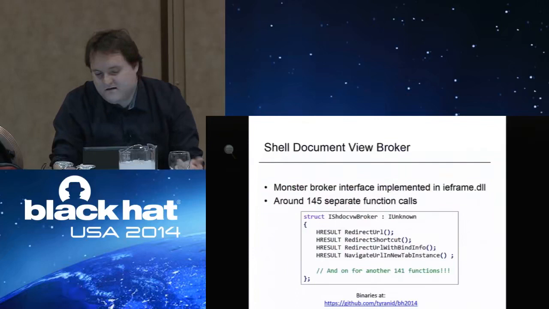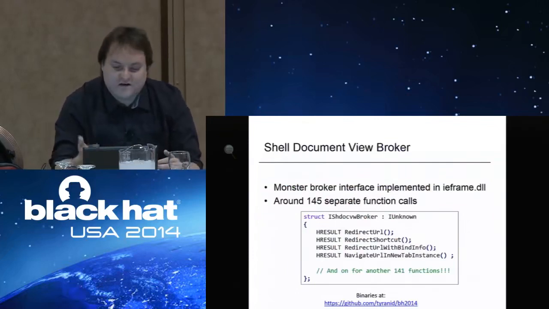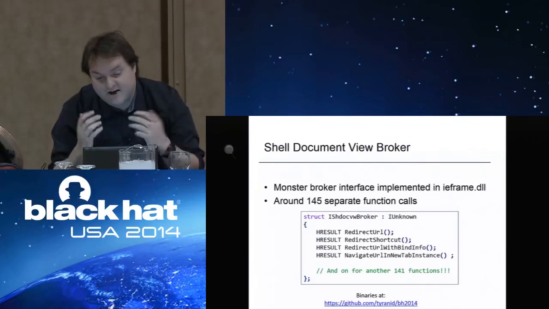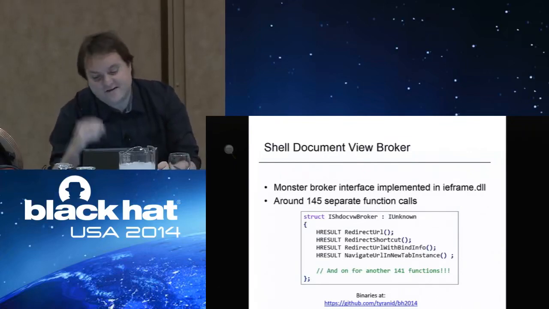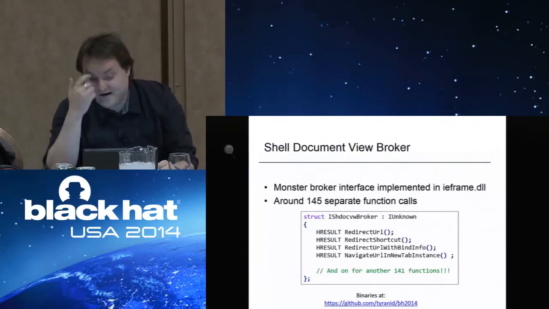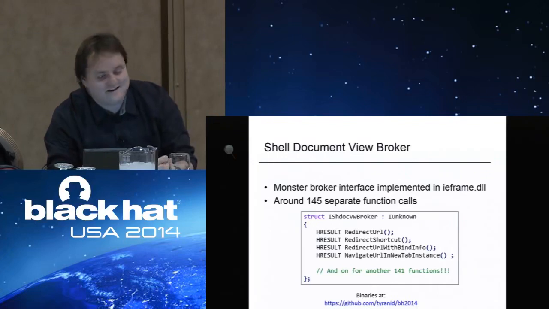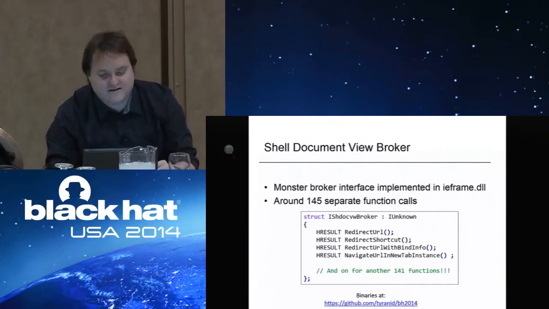So the main reason I wrote my little script to dump the interface is because one of the first things I saw was this shell document view broker. The interface contains around 145 functions. Now that's far too many functions to be manually typing into anything. So obviously I wrote a quick script to dump it. And in my opinion, 145 functions, 140 odd, is too many to be a secure object. And it turns out that there were various security issues in that.